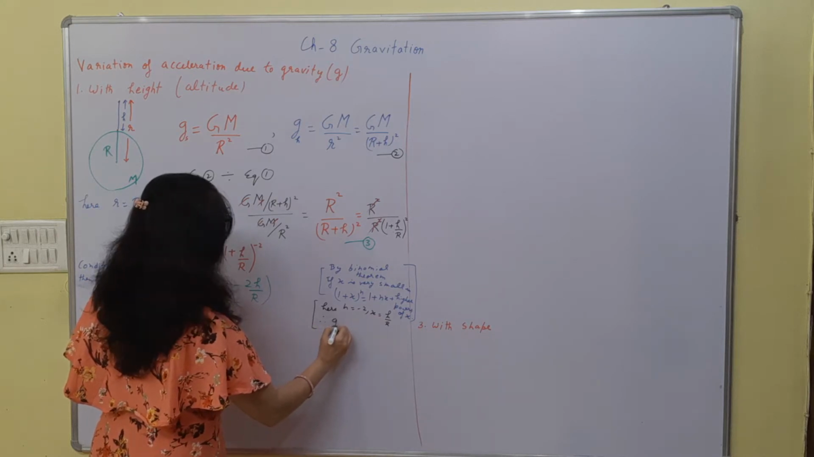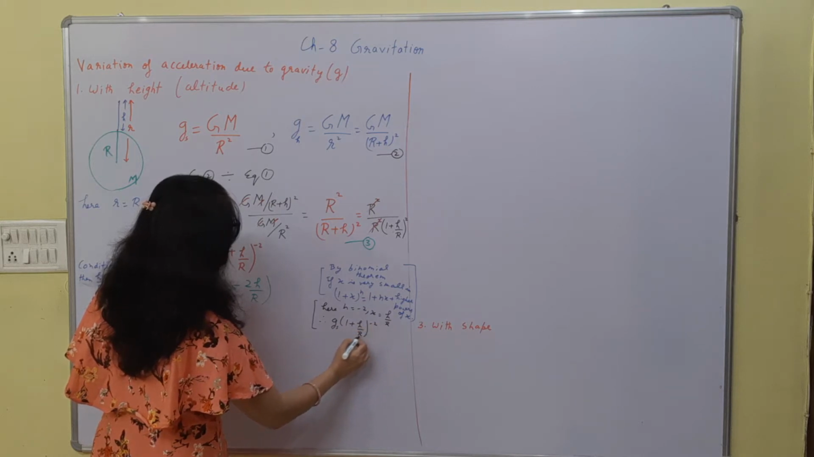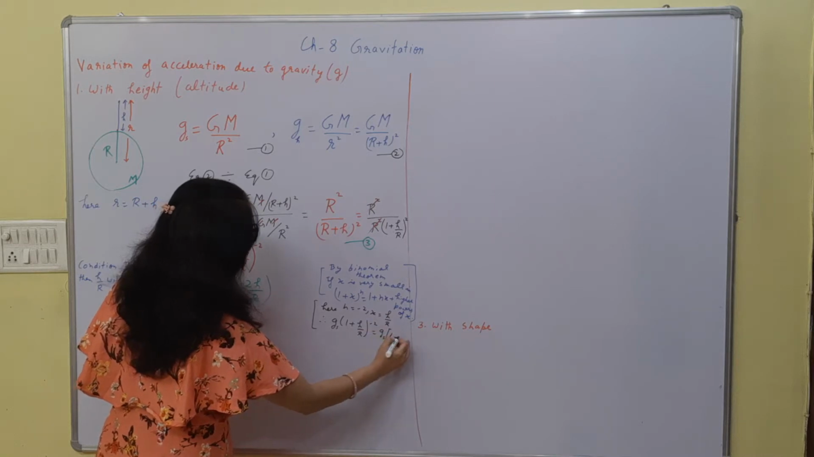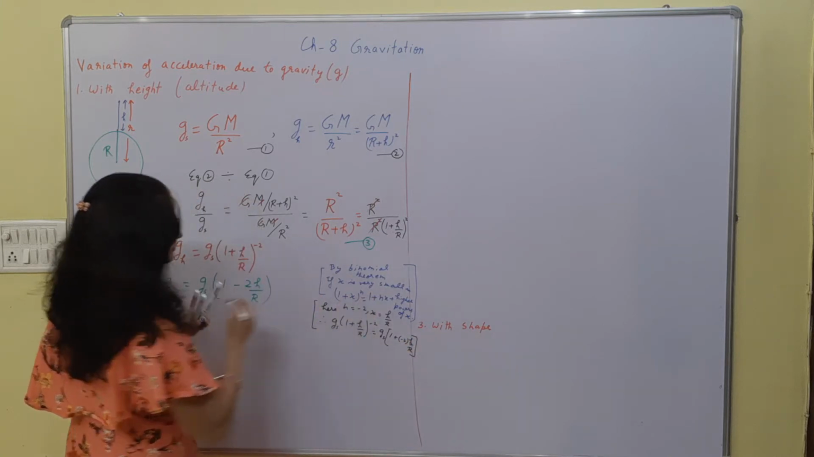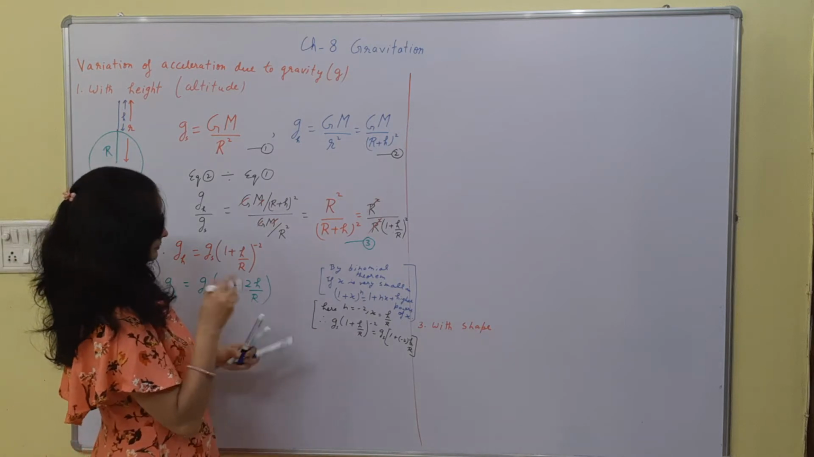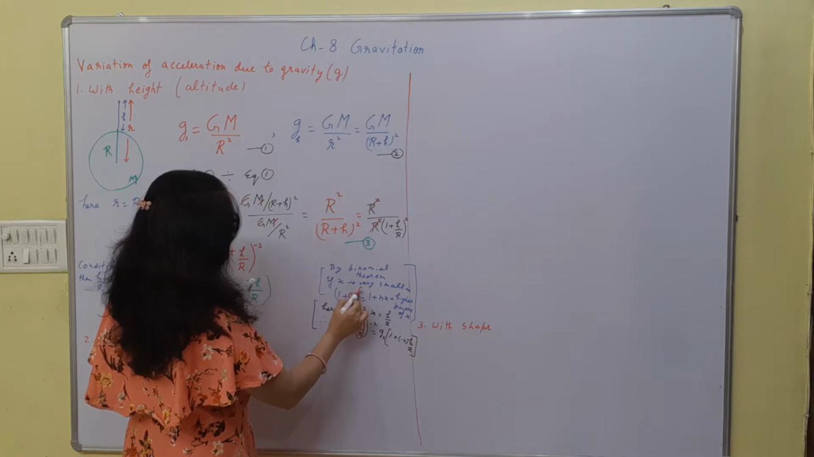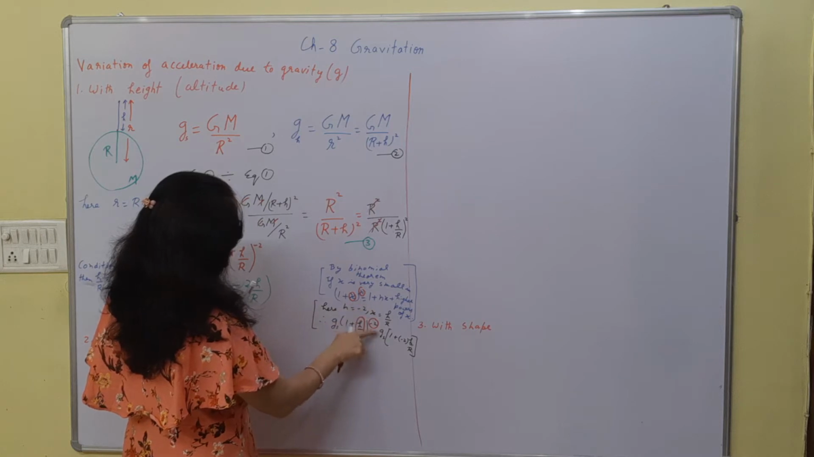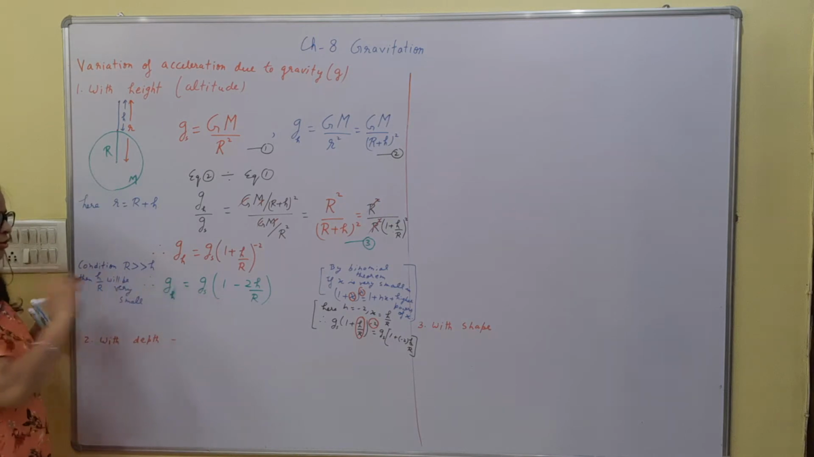Therefore, g_s as it is, 1 plus h upon R to the power -2 becomes g_s as it is, and here 1 plus -2 into h upon R by using this. For x we have h upon R, for n I have -2. So obviously if I have to write 1 plus nx, I will write n is equal to -2 and x is equal to h upon R. So this gives me this. I hope this is clear.